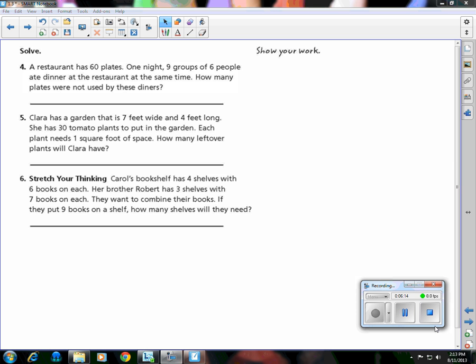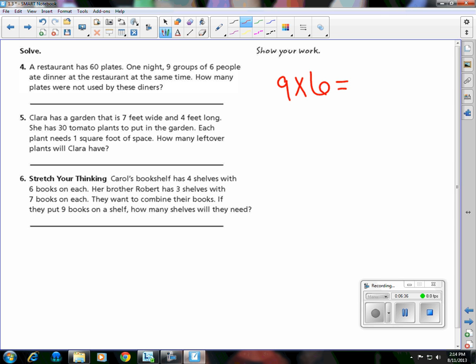A restaurant has 60 plates one night. 9 groups of 6 people ate dinner at the restaurant at the same time. How many plates were not used by those diners? Okay, how are we going to solve this? We have 60 total plates. There are 9 groups of 6 people. Well, what's 9 times 6? Solve that out. All right, 9 times 6 is 54. So they used 54 plates.